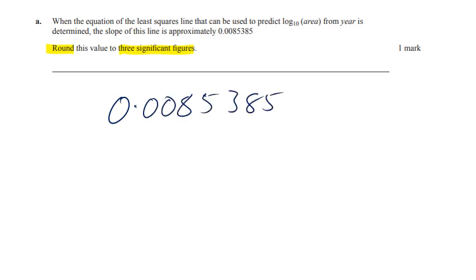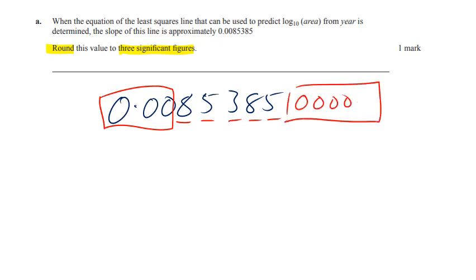0.00855385, then this number has 1, 2, 3, 4, 5 significant figures. Any zeros here are just placeholders. And if we had zeros over here, they would just be placeholders as well. So these are not significant figures, not sig figs. And also at this end, not sig figs. Sig figs, significant figures.